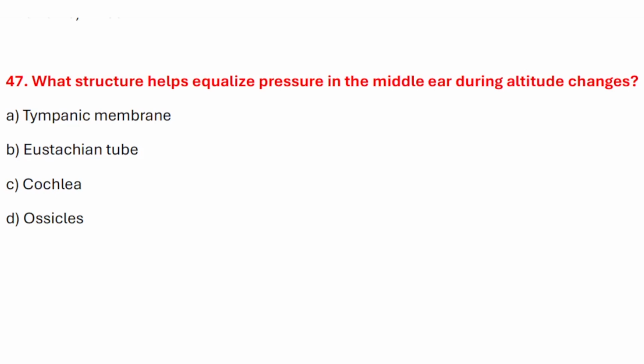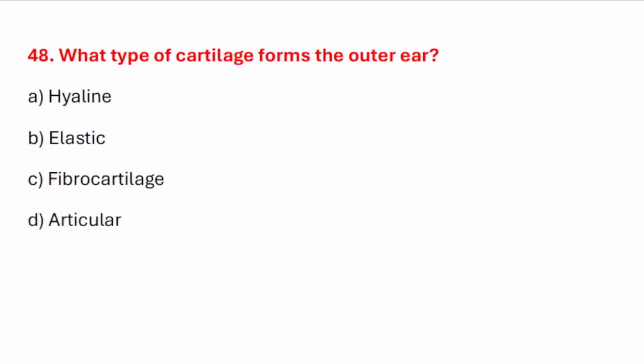Question number 47. What structure helps equalize pressure in the middle ear during altitude changes? Correct answer is option B, Eustachian tube. Question number 48. What type of cartilage forms the outer ear? Correct answer is option B, elastic.